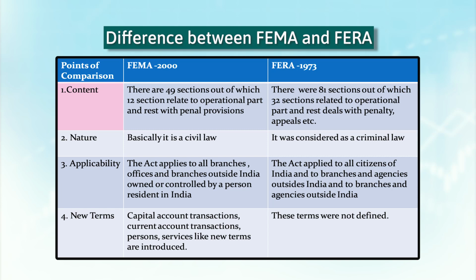In terms of the content of FEMA of 2000 compared to FERA of 1973, we can see that the number of sections is wider and broader, because this also takes care of some penal provisions for any defaulters, any kind of fraud that can be associated with this activity. On the other hand, FERA has 81 sections. Now we go for nature. Basically, FEMA is a civil law because it has been recognized as a civil law under the regulatory norms, but FERA was considered a criminal law under the act of 1973.